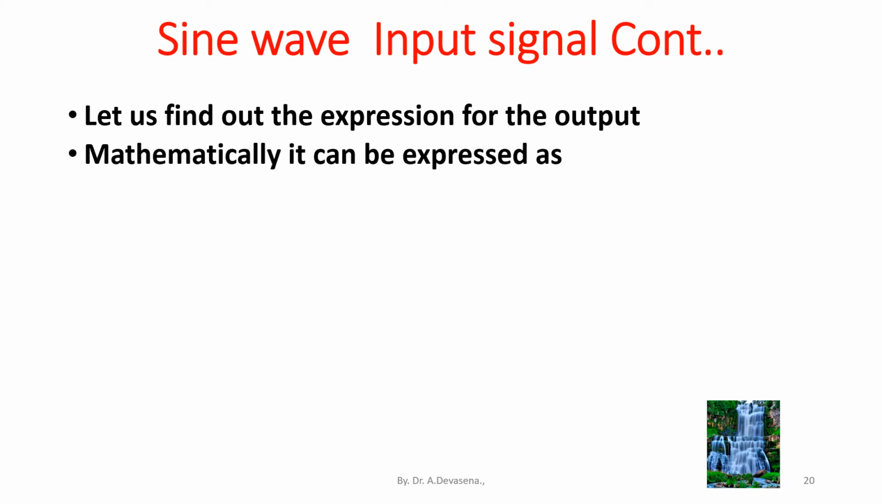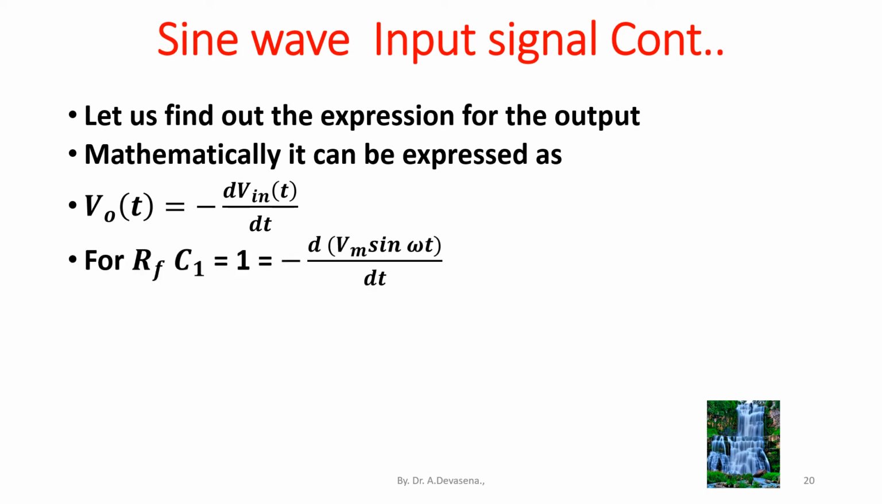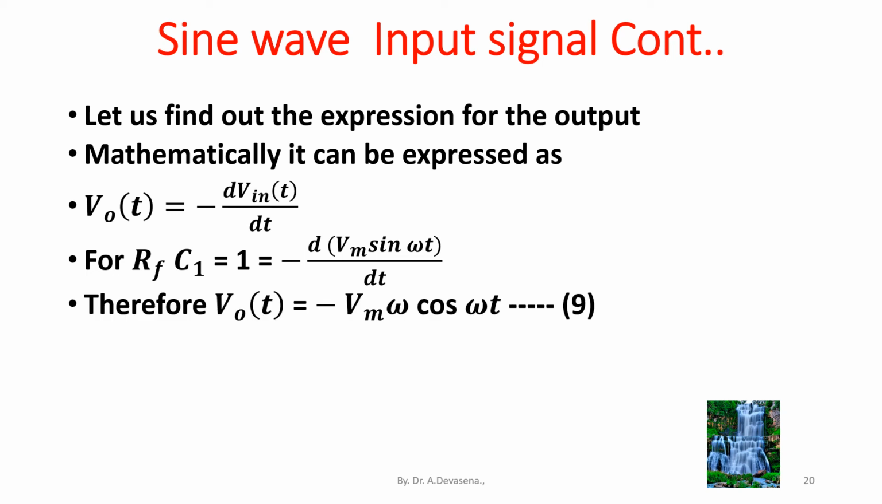Mathematically, it can be expressed as Vo of t is equal to minus RfC1 times d Vin of t by dt. For RfC1 is equal to 1, the output Vo of t is equal to minus d Vm sin omega t by dt. Therefore, Vo of t is equal to minus Vm omega cos omega t, because the differentiation of sin omega t is omega cos omega t. Consider this as equation 9.